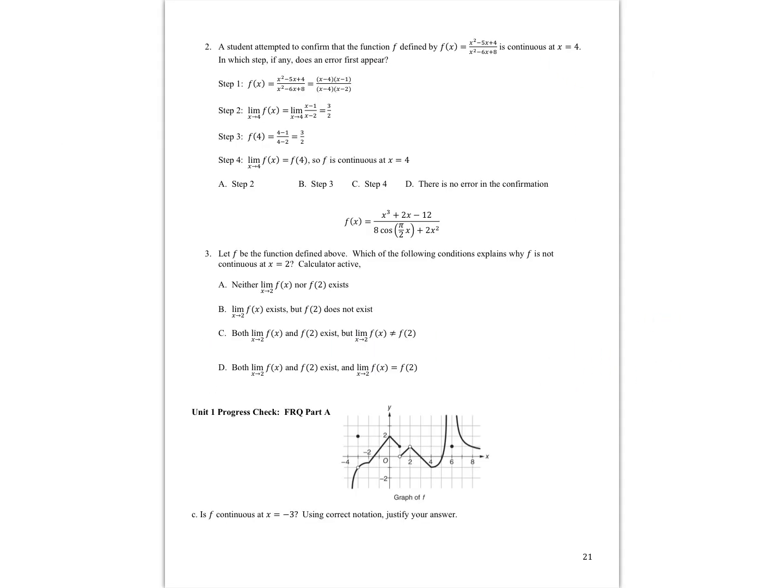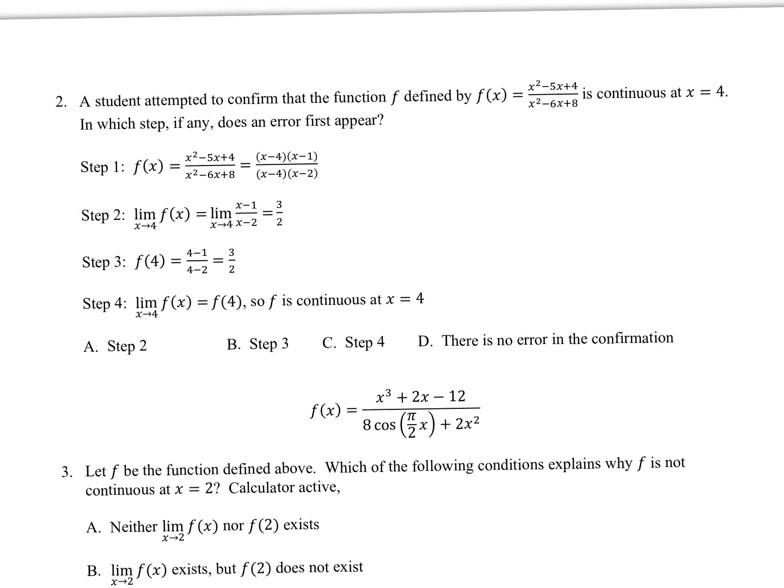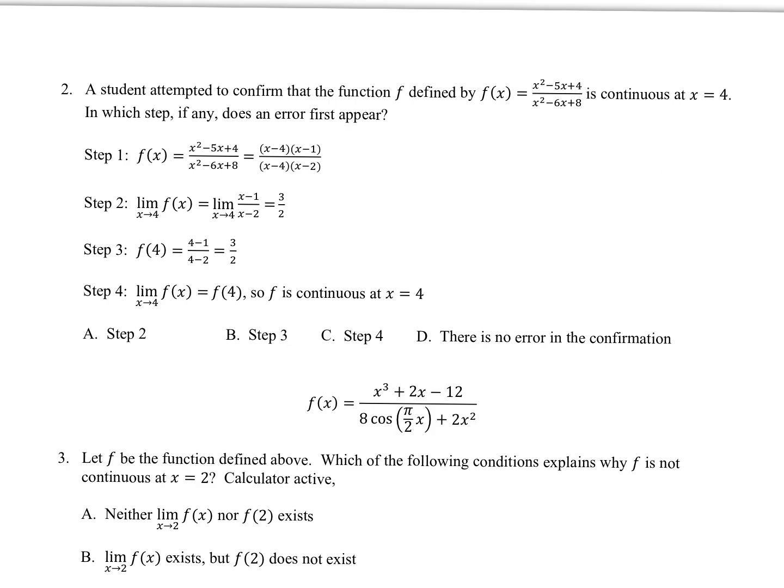Let's take a peek at the first one. Does an error occur? They're trying to confirm it's continuous at 4. Did they factor it correctly? Step 2, did we cancel out our hole? Yes. And so we're going to say there's a hole at what?